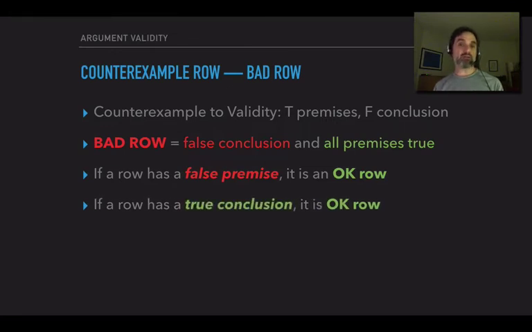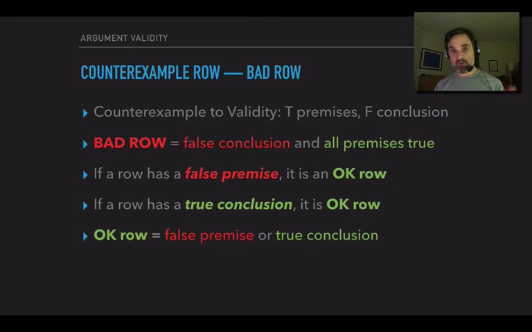And if a row has a true conclusion, then it's not a counterexample to validity, and so it's not a bad row, so it's an okay row. So there are two ways for a row to be okay. Either it has a false premise or a true conclusion. So these notions of bad row and okay row, that's the way we're going to be thinking about rows when we evaluate arguments for validity using truth tables.